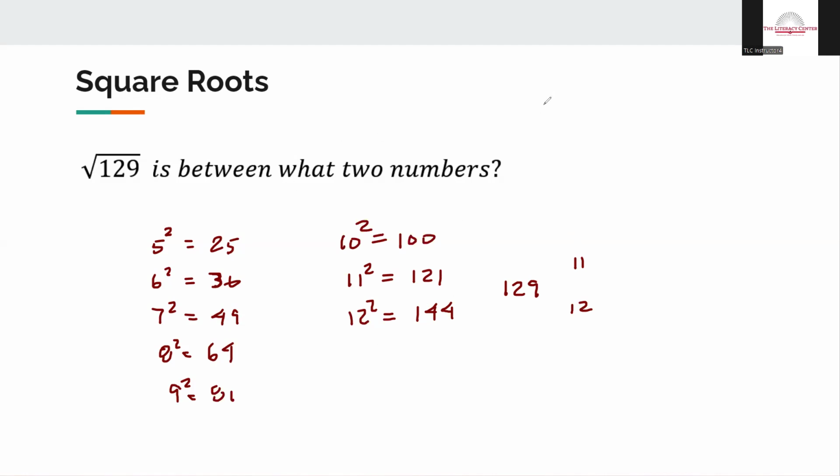We know that the square root, to state this another way, of 121 is 11. We know that the square root of 144 is 12. So the square root of 129 must be in between those two. We don't know exactly what it is, just that it's between 11 and 12.